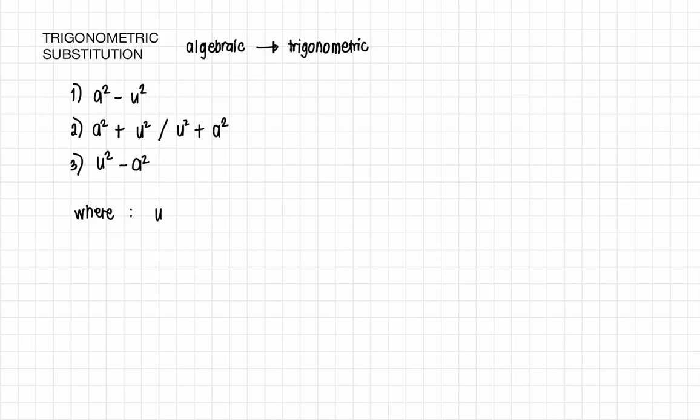So, we know that u is a differentiable function of x. And then a is an arbitrary constant, or it's simply a constant. Let's just call it a constant.